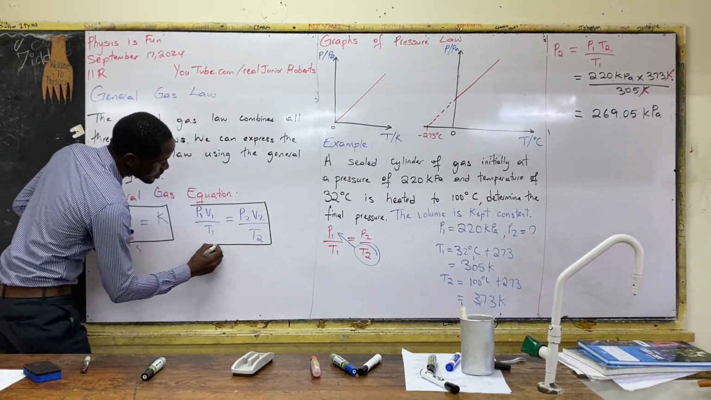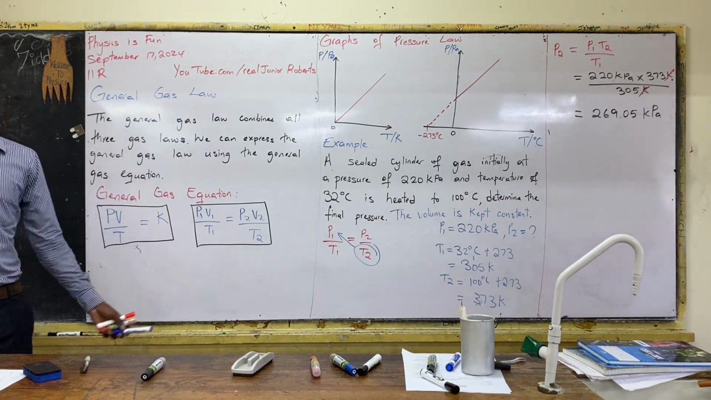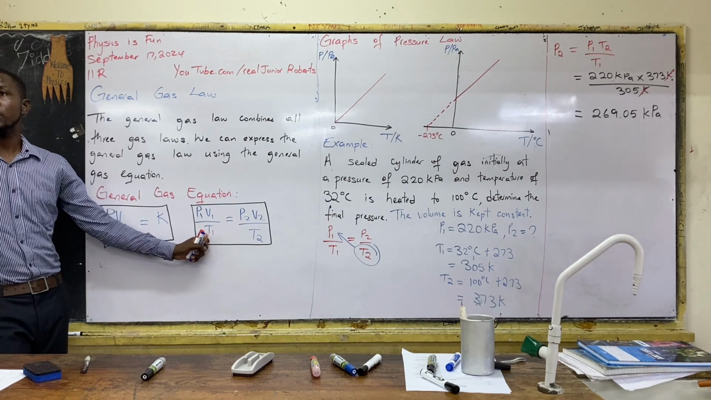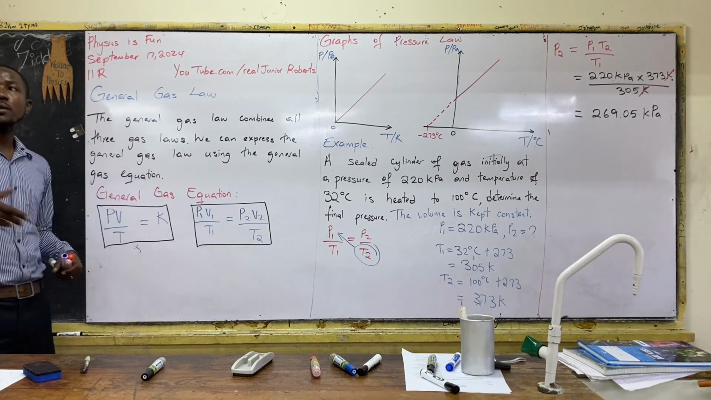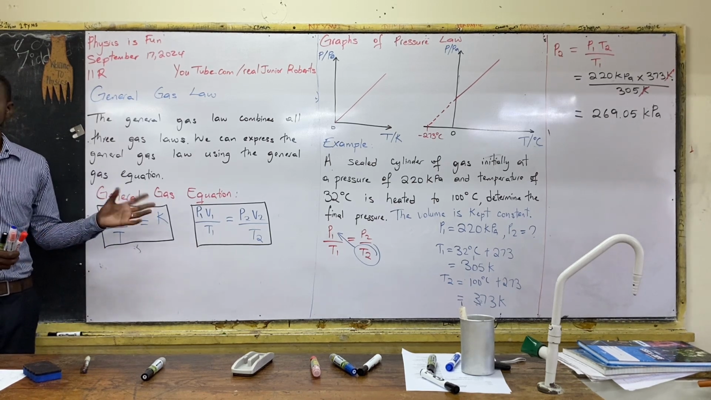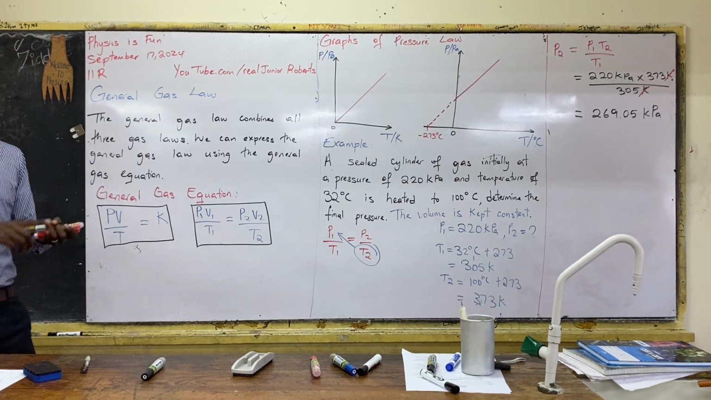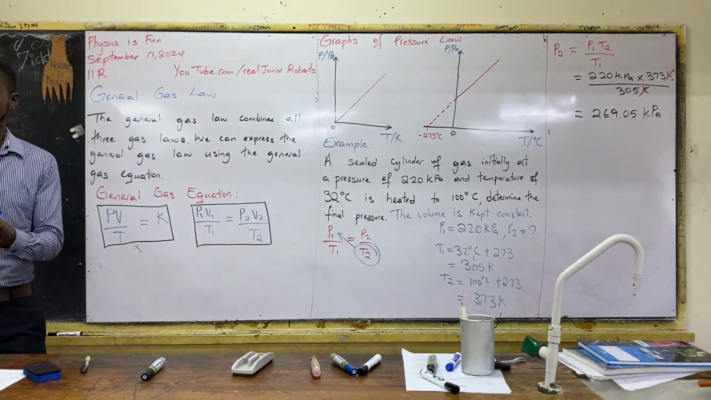So this one on the right is what we will use. This is the expression we use when we have to perform calculations in which we have all three variables changing. So the general gas law is used once we have all three variables changing. So once the pressure, the volume, and the temperature are all changing, we use the general gas equation, or sometimes referred to as the combined gas equation.